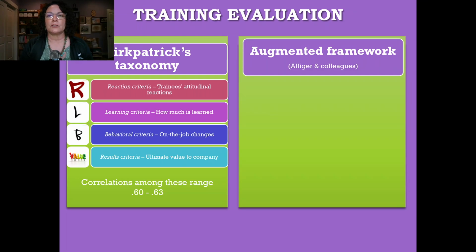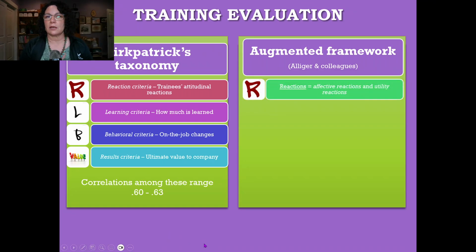Now, Allinger and colleagues thought we need to update Kirkpatrick's taxonomy. And so we're going to mostly copy what they said and make a couple changes. They called it reactions, and they talked about affective reactions. So like these emotional attitudes, maybe you would call it, right? And then also utility reactions. So whether they feel like their attitude about the usefulness of the training changes or not.